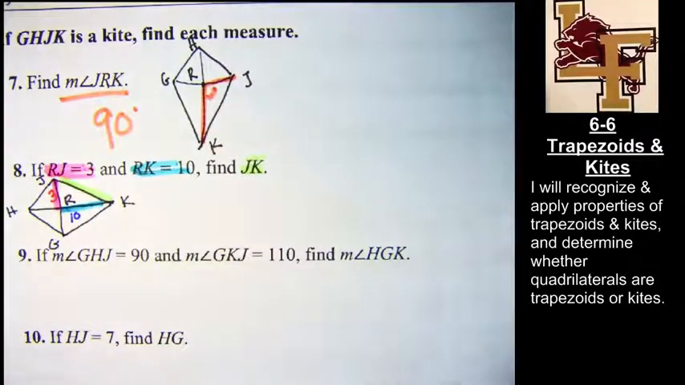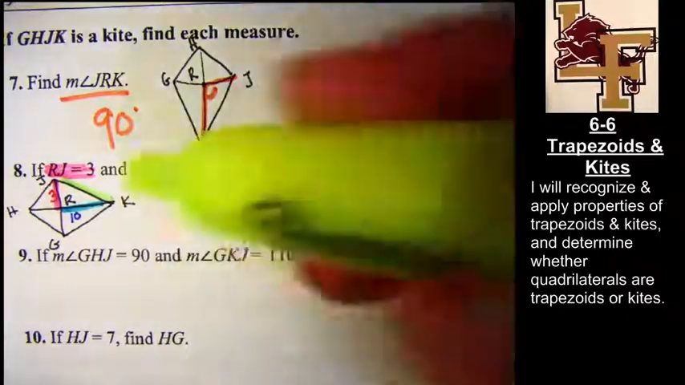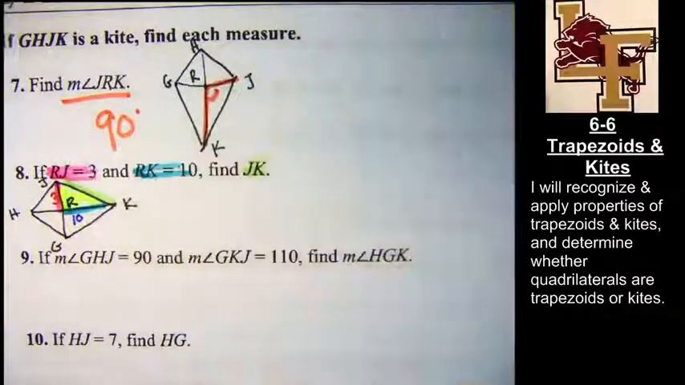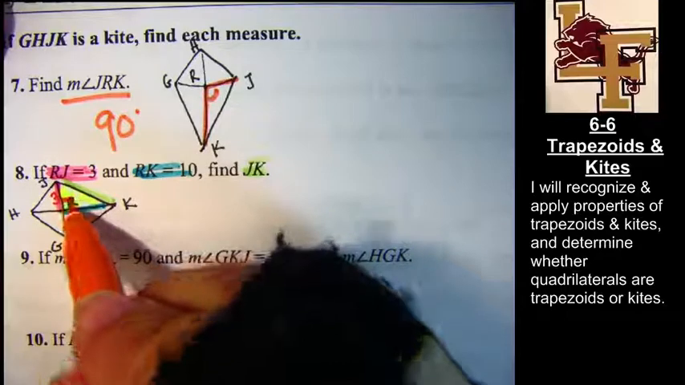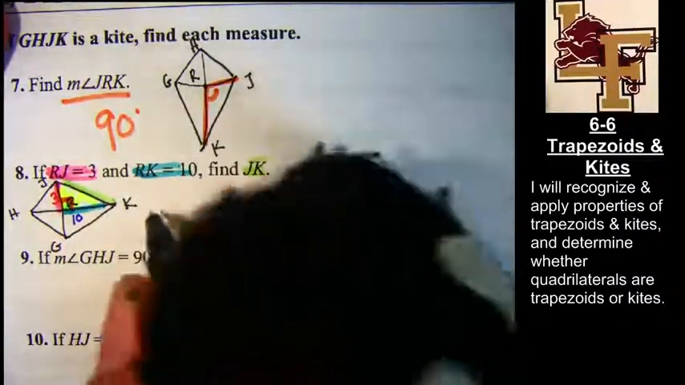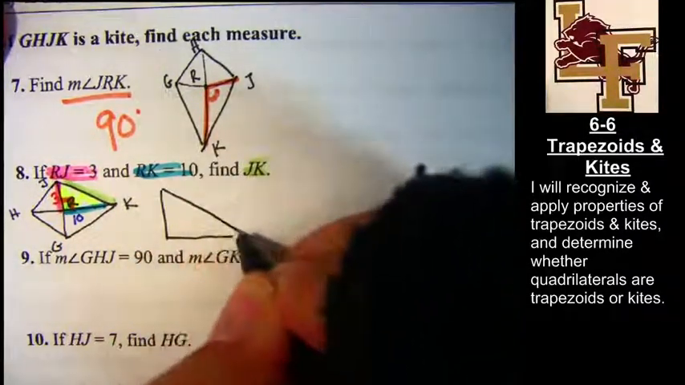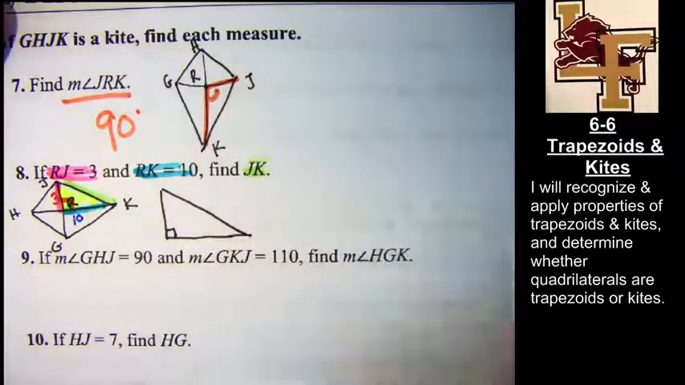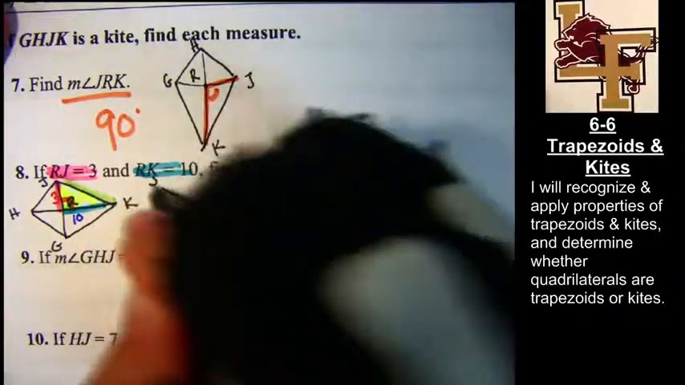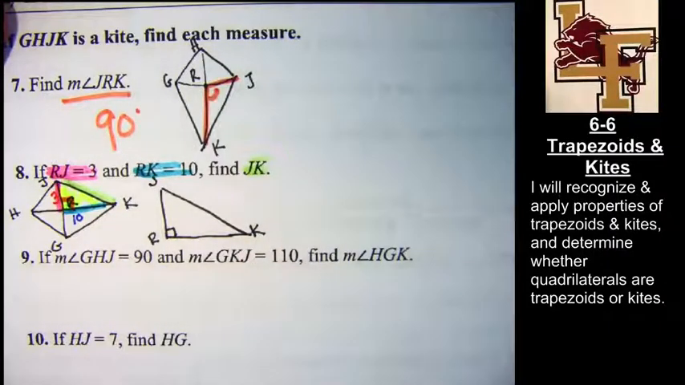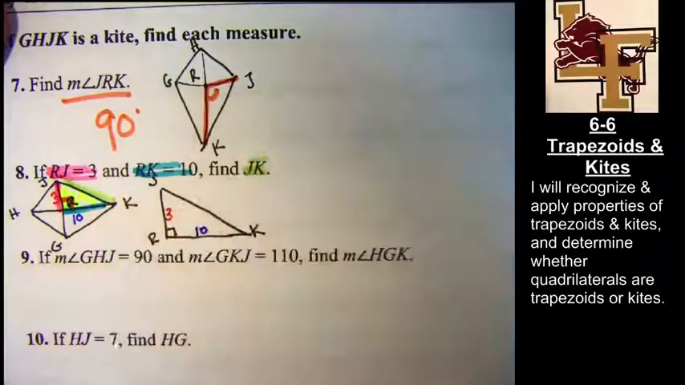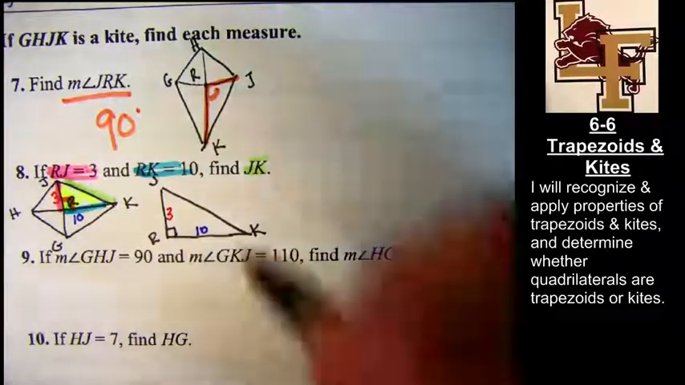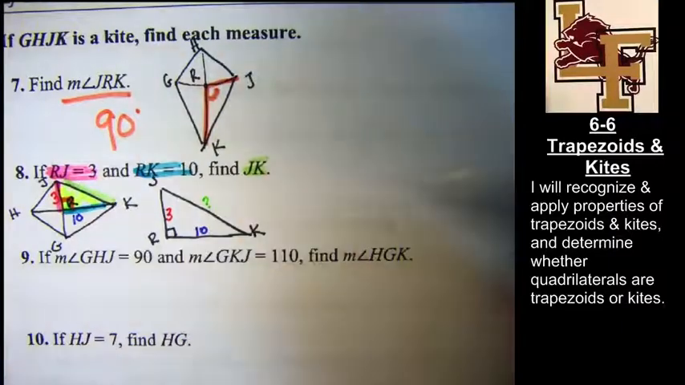All right, what kind of shape do we have? What kind of triangle? Right. A right triangle, because since this is a kite, we know that those diagonals intersect at a 90-degree angle. So I'm going to draw this right triangle out here by itself where we can see it. Here is R, here is J, here is K. I was told that this length is 10, this length is 3, and this length is the one that I don't know.